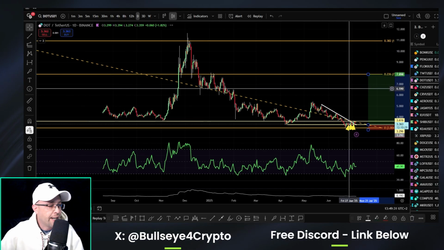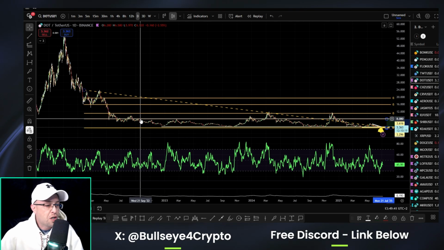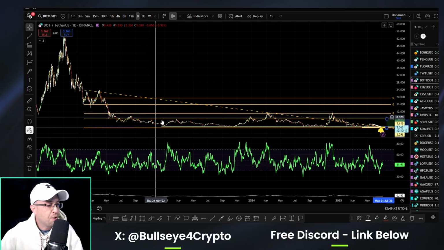Now, if you look at this range, you can see one thing. We've got a Fibonacci here built in from this lower high, so it's a conservative one. But you can see how these levels are being respected. So you've got your 0.236 and you've got your 0.382.